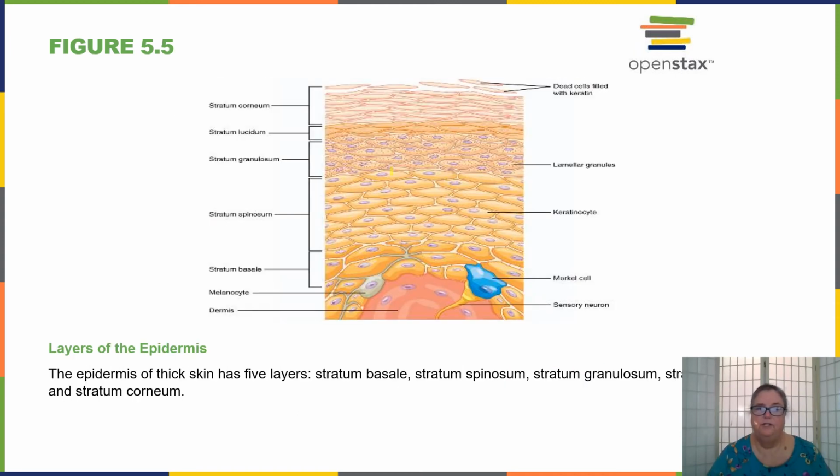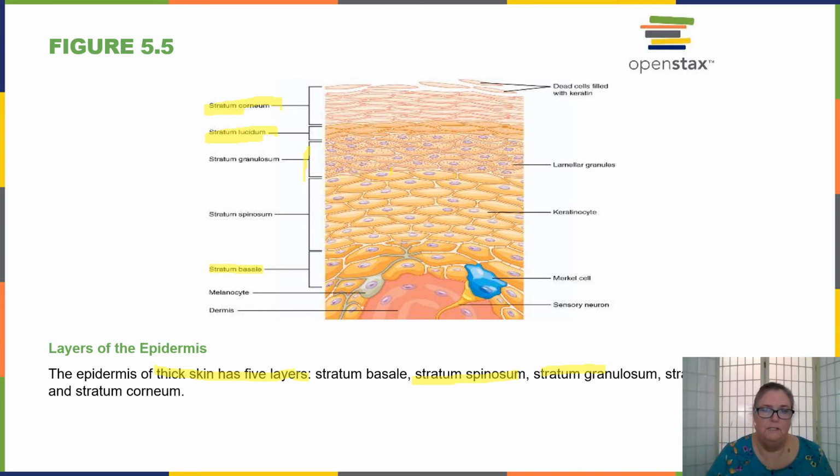In this illustration, we see thick skin with 5 layers, and if we start here at the bottom, we have stratum basale, basal layer, stratum spinosum, or spiny layer, that's an artifact, or we see the spines on those cells just due to the preparation. Stratum granulosum, right here. Stratum lucidum, which is a clear layer only found in thick skin, and stratum corneum, or that horny outer layer.